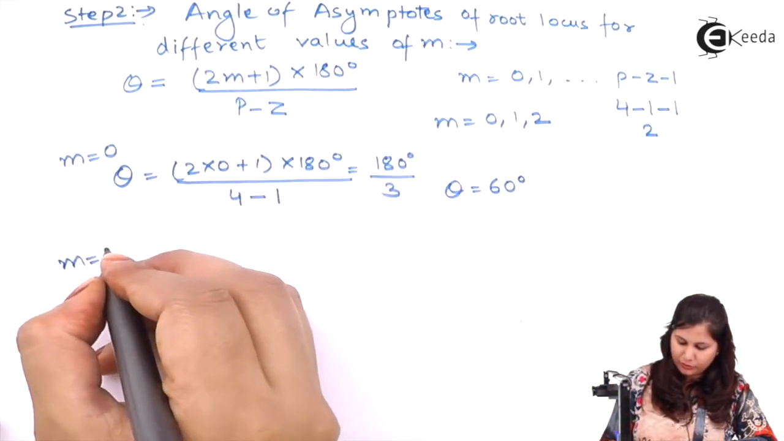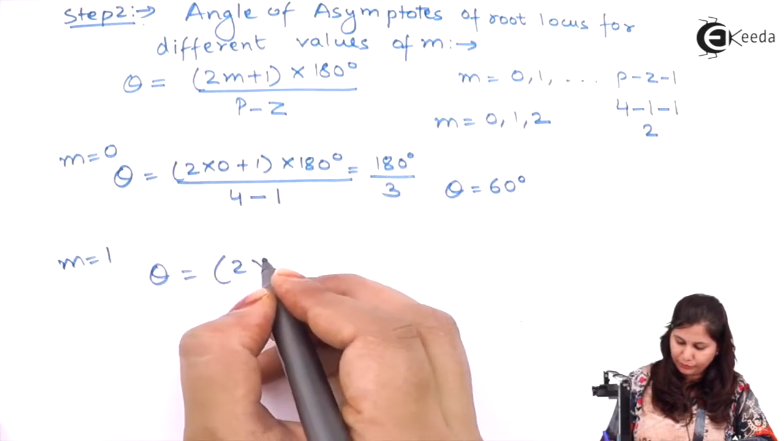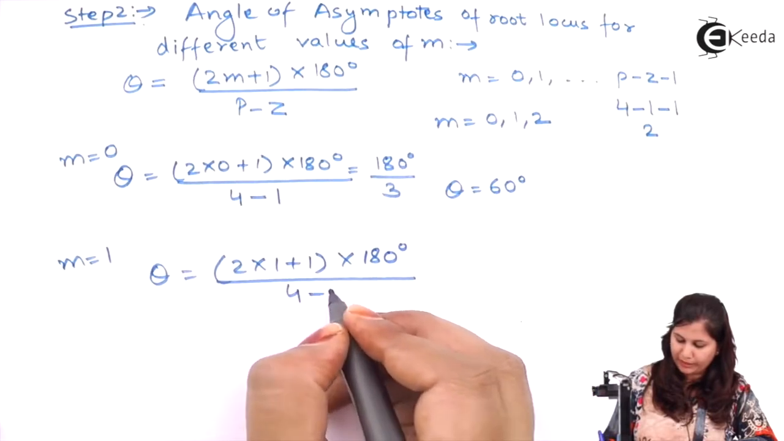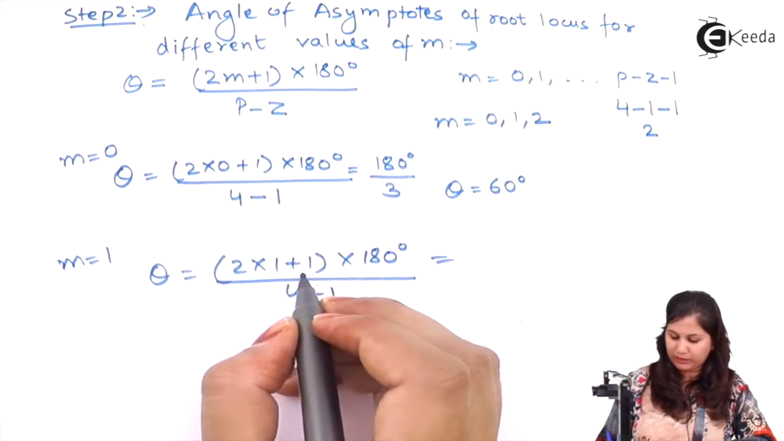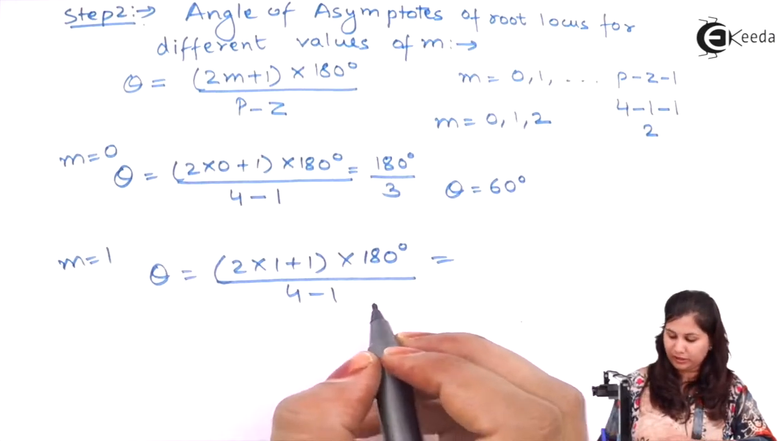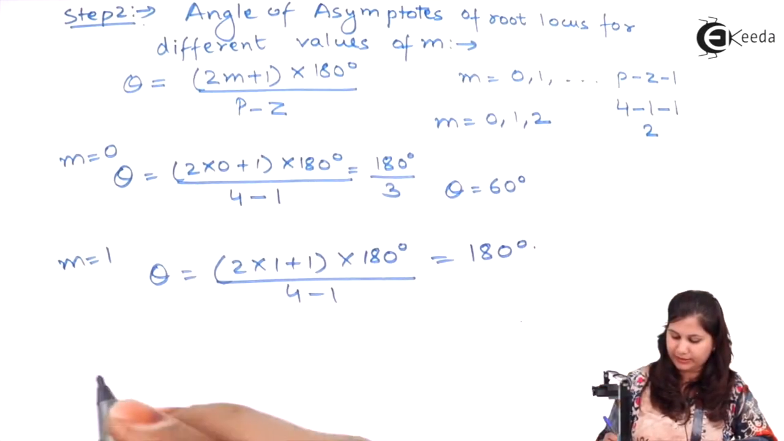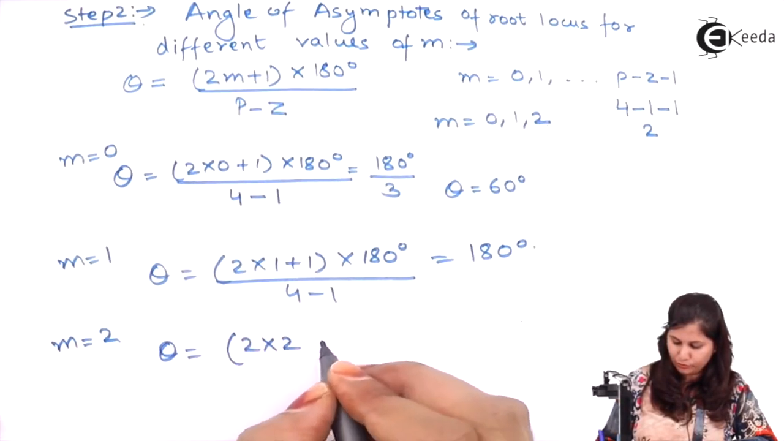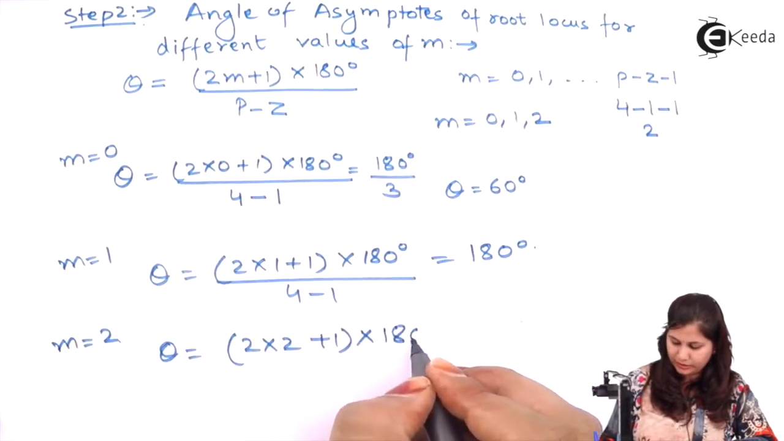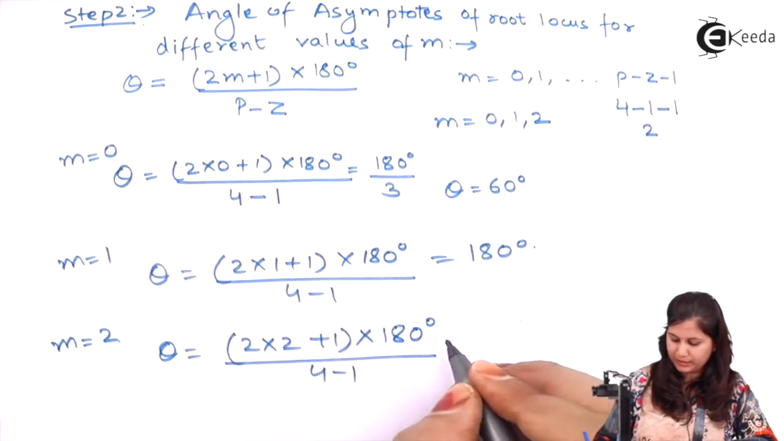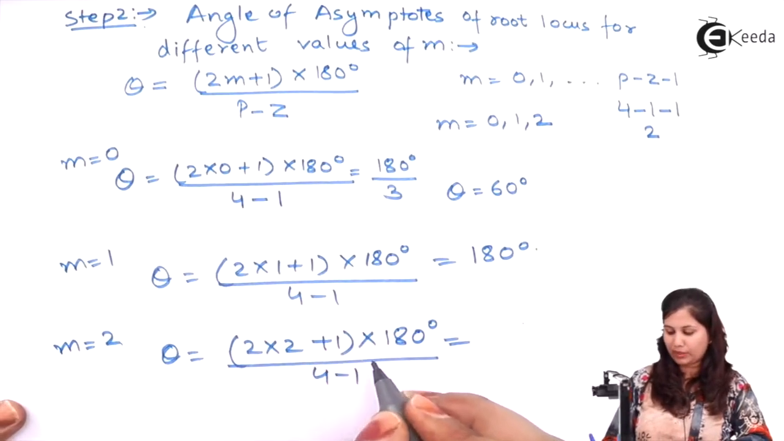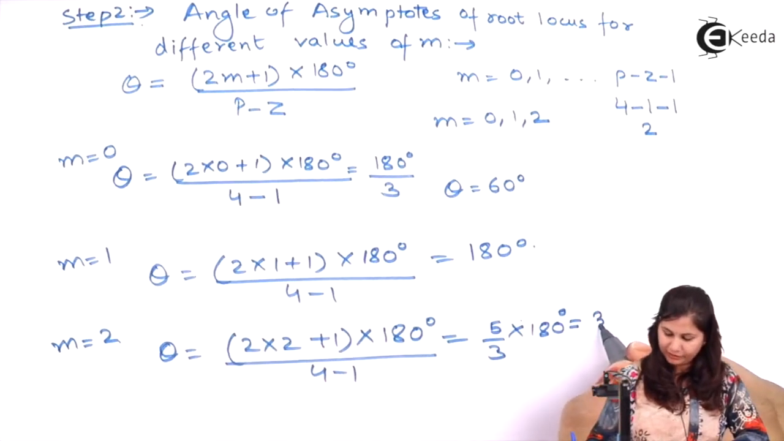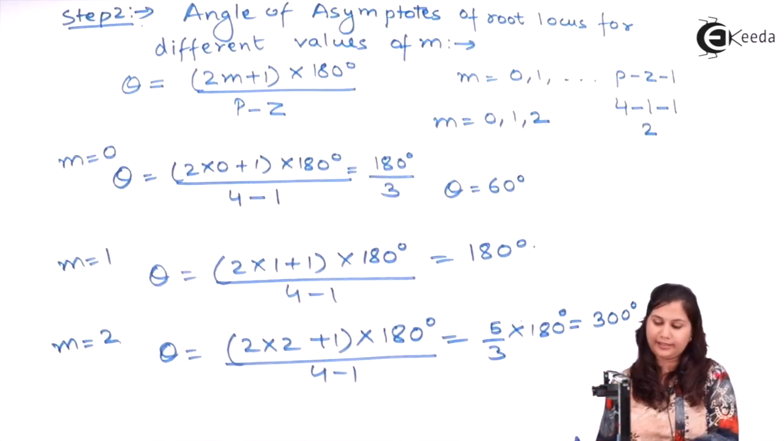Then we have m equals 1. So theta will be (2 into 1 plus 1) into 180 degrees upon 4 minus 1. So 2 into 1 plus 1, that is 3, and this is 4 minus 1, 3. So our angle will be 180 degrees. Now for m equals 2, we have theta equals (2 into 2 plus 1) into 180 degrees upon 4 minus 1, that is 3. So 2 into 2, 4, plus 1, 5. So 5 by 3 into 180. So we are having the value as 300 degrees.